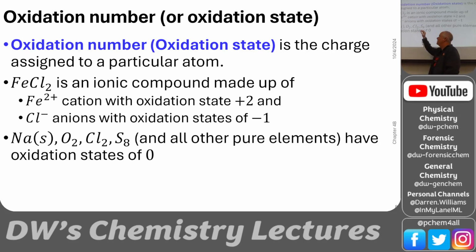They're sharing them equally. Same with oxygen. Why would one oxygen steal an electron from the other? They both have the same number of protons. Chlorine, same thing. S8, that's actually the natural form of sulfur. It forms a ring structure with 8 sulfur atoms. So it's a molecular structure of 8 sulfur atoms, and again, it's going to have an oxidation state of 0.